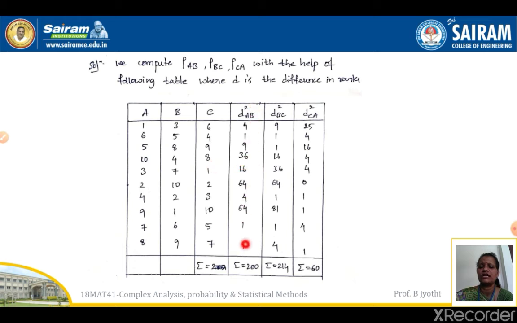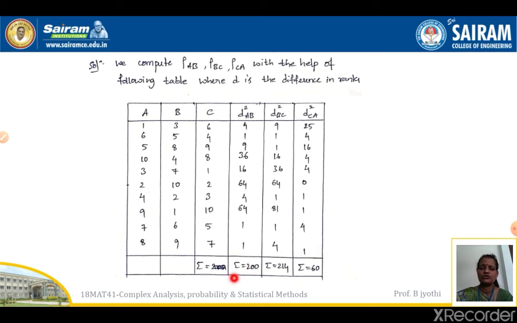Like this, for A and B we have taken. Similarly, B and C, if we take 3 minus 6 is minus 3, whose square is 9. 5 minus 4, the difference is 1, whose square is 1. Like that, between B and C also taken. Similarly, between C and A also the difference, and then the square has been taken.